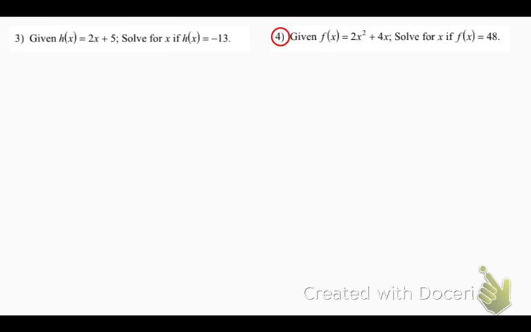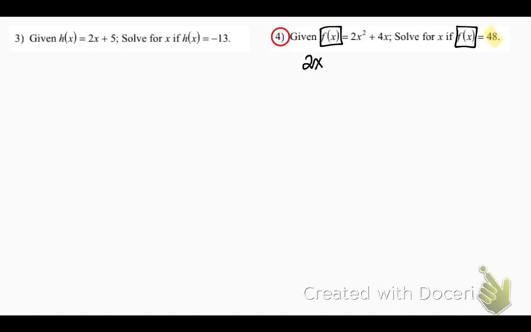On number 3 and 4, we're given the function, and now it's saying solve for x if h of x or if f of x equals a number. So it's not telling me f of the number this time. So that means I don't have x equals the number. Instead, I have f of x equals the number. So that means this gets set equal to the equation. So right here, I have f of x and f of x. I can set each of those things equal to each other.